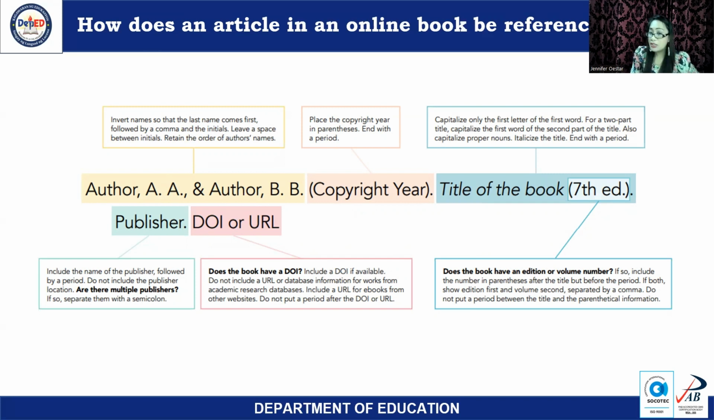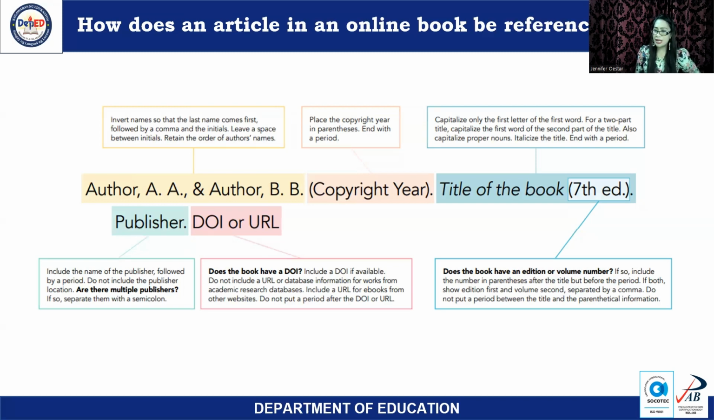For the edition, does the book have an edition or volume number? If so, include the number in parentheses after the title but before the period. If both, show edition first and volume second, separated by a comma. Do not put a period between the title and parenthetical information. For the publisher, include the name of the publisher followed by a period and do not include the publisher location. Are there multiple publishers? If so, separate them with a semicolon.